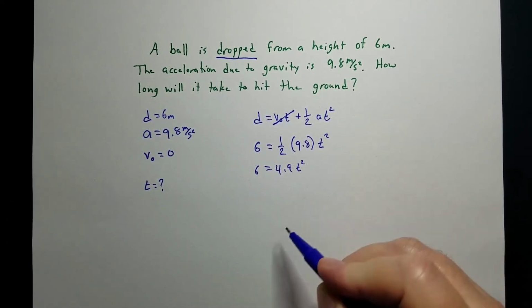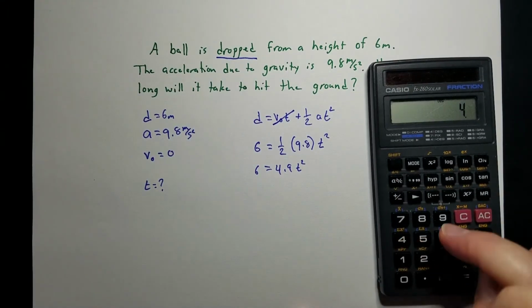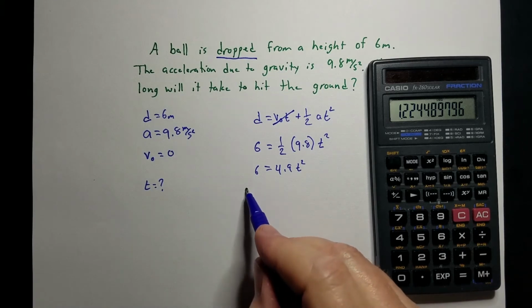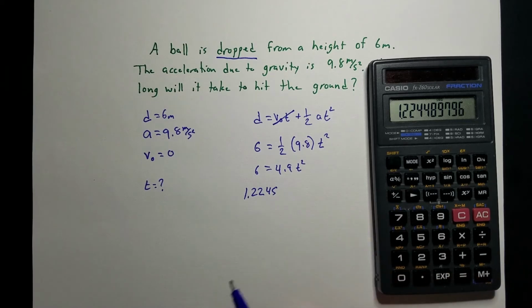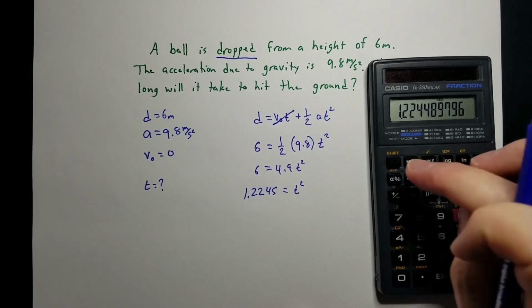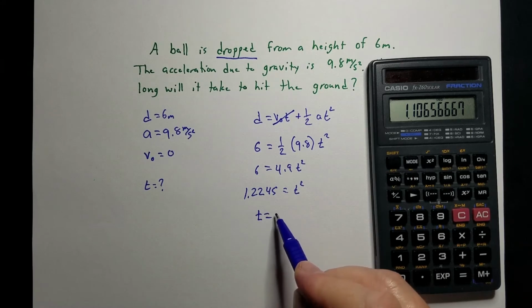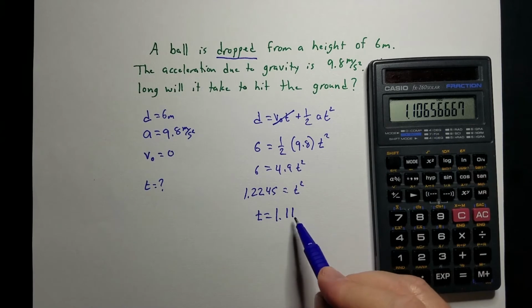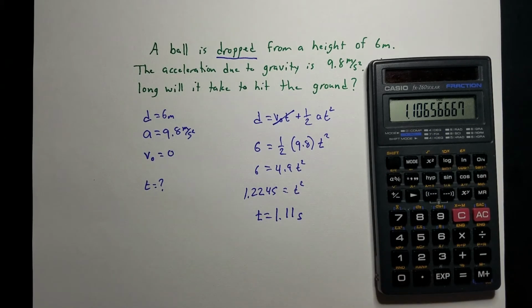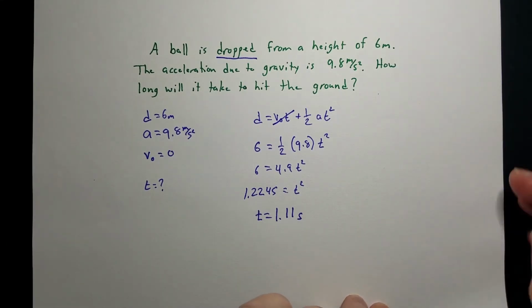So that's 4.9 t squared. Divide 6 by 4.9, and we get 1.2245. We get a bunch of numbers. But that is equal to t squared. We don't want t squared, we want t. So we're going to take the square root of that number. And we get that the time it takes for it to fall that distance is, let's say we round off, 1.11 seconds to hit the ground.